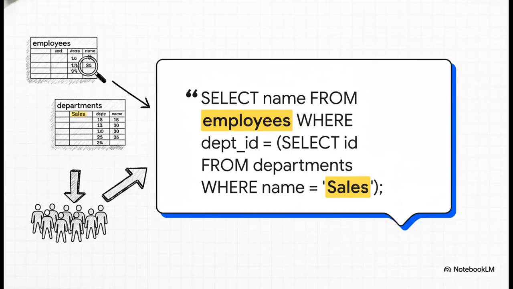And this slide shows a classic, perfect use case. We want all the employees from the sales department, but our employees table only has a dept ID, not the name. No sweat. The inner query runs first, it finds the ID for sales, let's pretend it's 3, and then it just hands that value to the main query. The outer query then basically becomes select name from employees where dept ID equals 3. It's so simple, but unbelievably powerful.